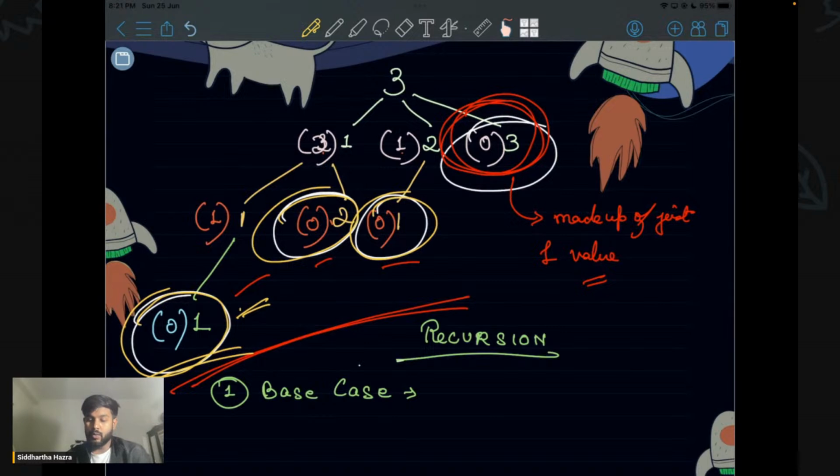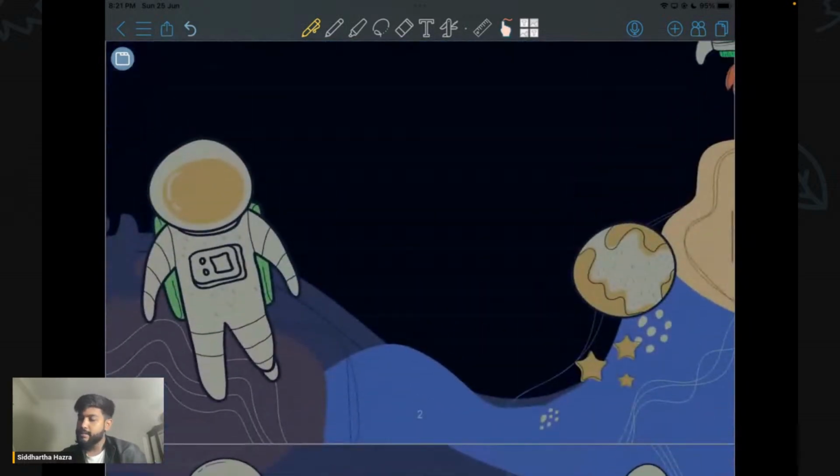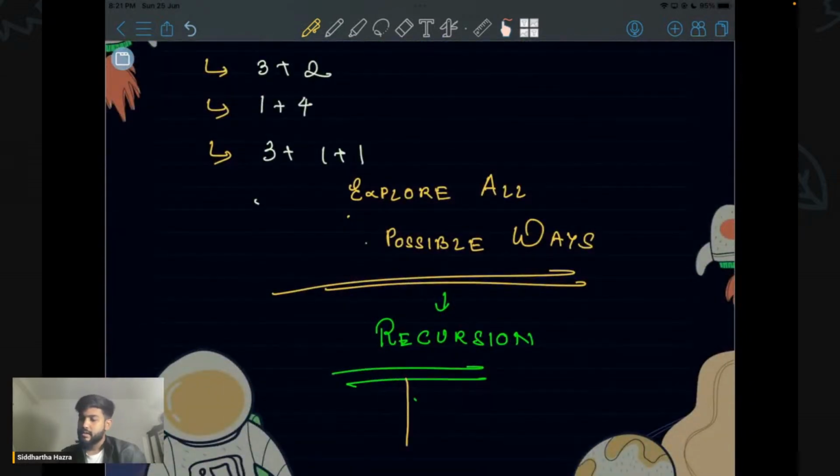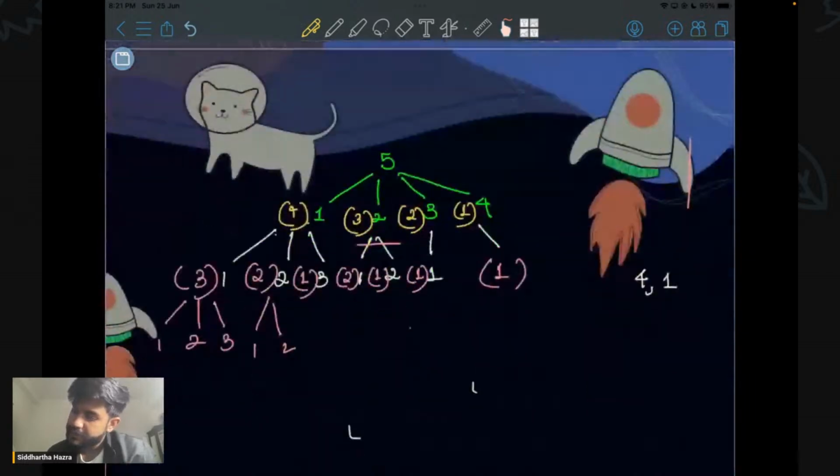But 1 2 and 2 1 are the same. Yep, at this point we are not considering 1 plus 2 and 2 plus 1 to be different. At this point, according to the recursion these two are different, but according to the problem these are the same. Yep, 1 plus 1 plus 1, see.